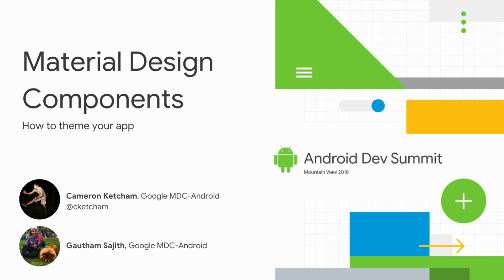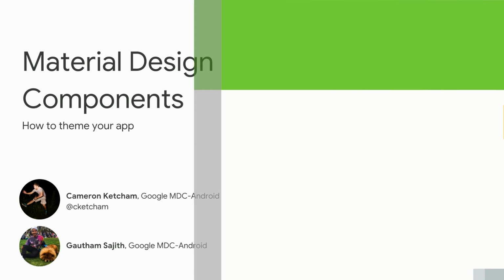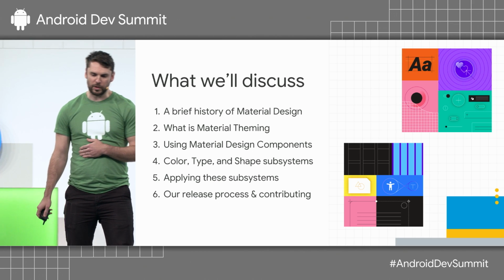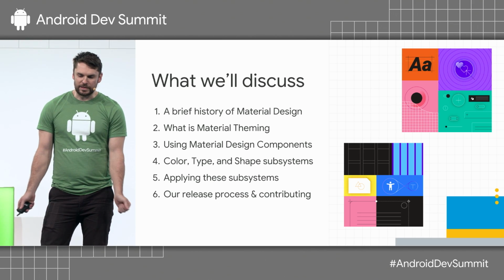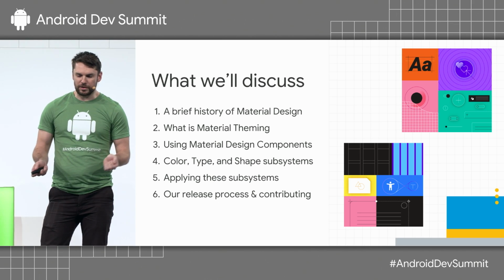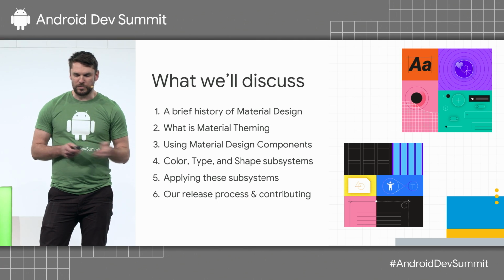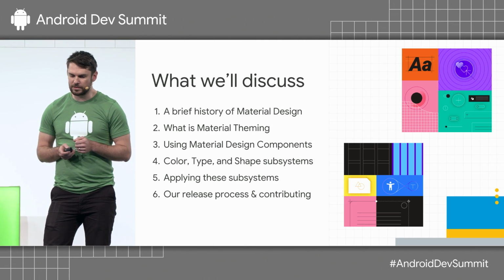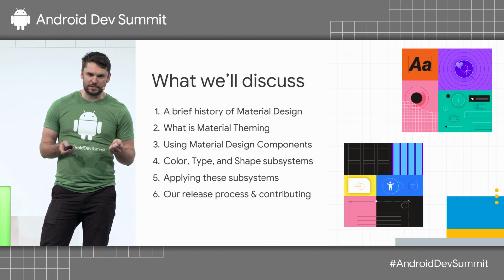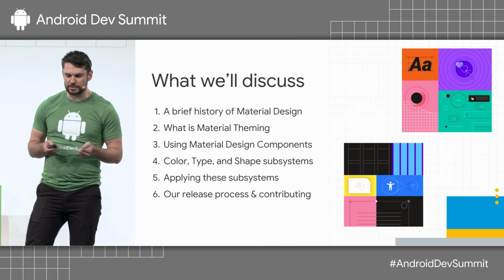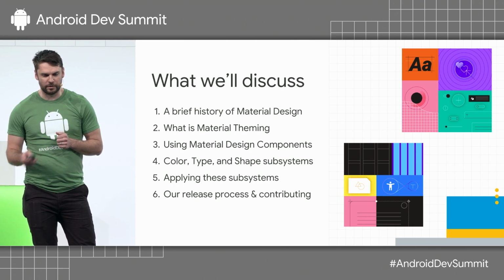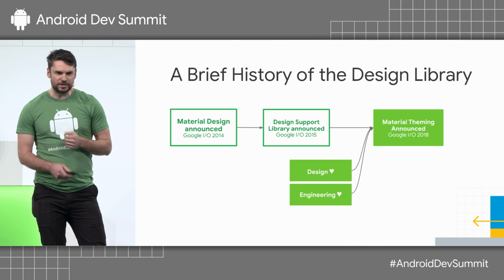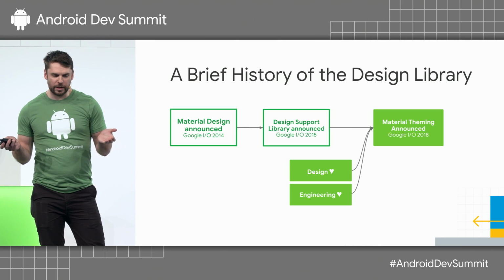And we're going to talk a little bit about material design components and how you can theme your app. So quickly, what we're going to discuss: a brief history of material design, what material theming is, using material design components, the color, type and shape subsystems, how to apply these subsystems, as well as our release process, and a little bit about contributing.